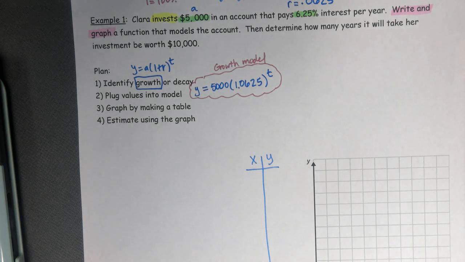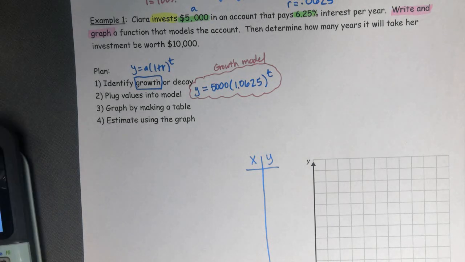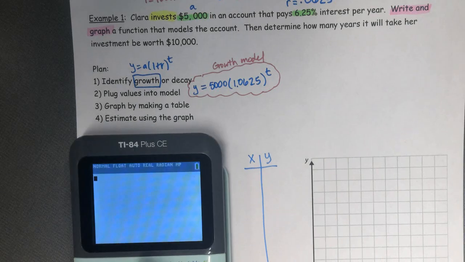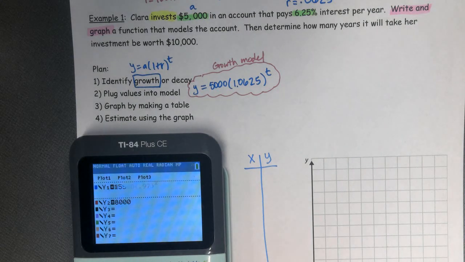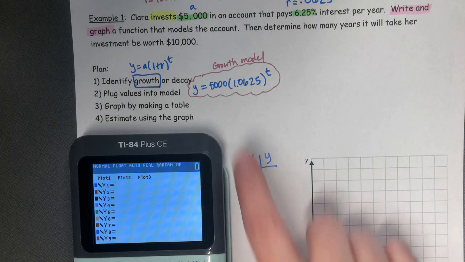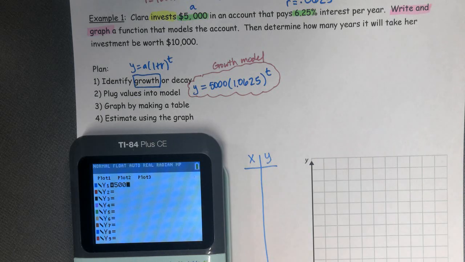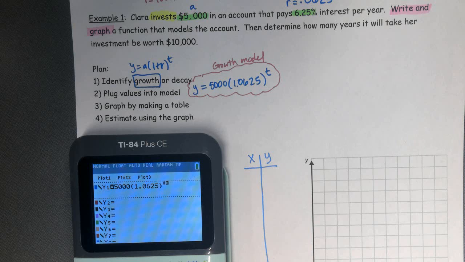Okay, so what you're going to do is plug this in to your y equals. Okay, so you have 5,000, 1.0625, and then this is to the power of, and you're just going to use your x.